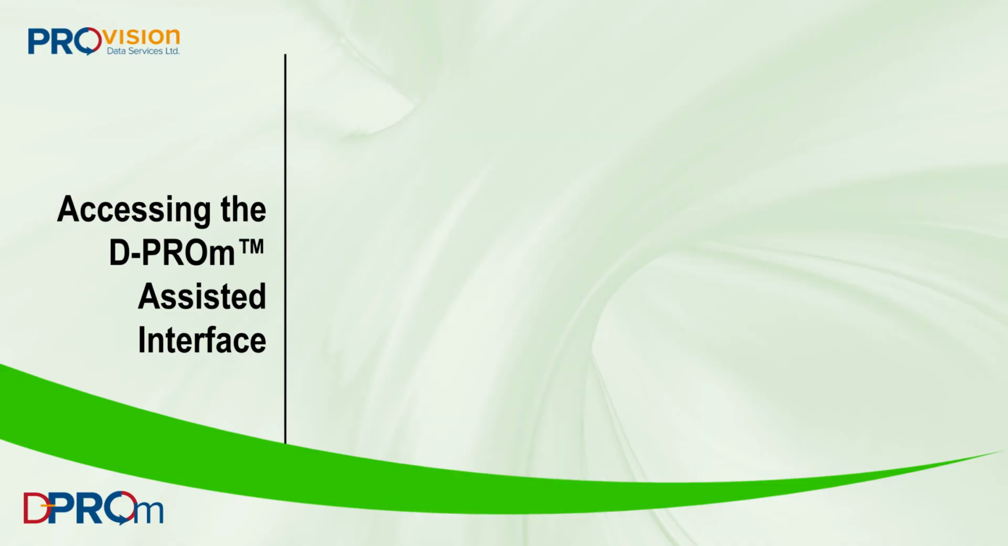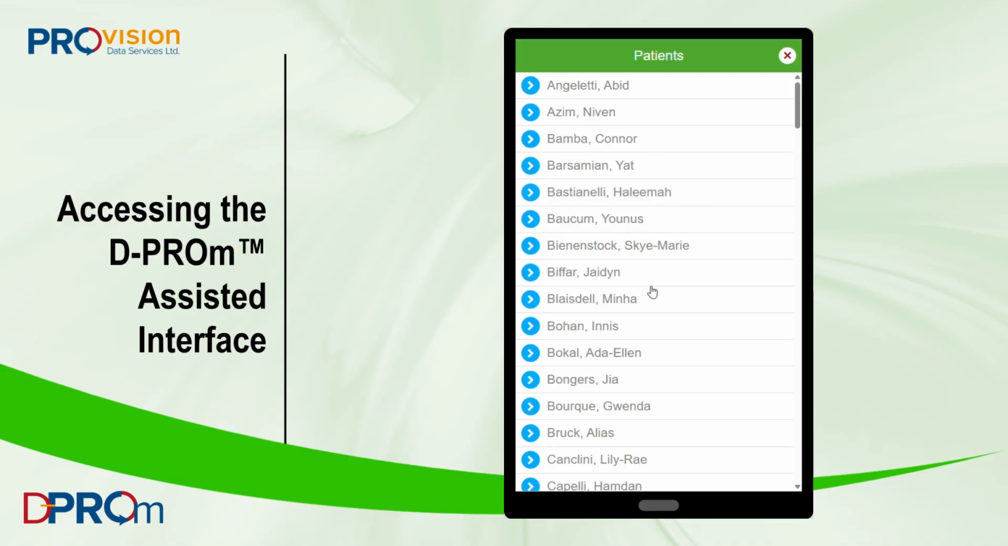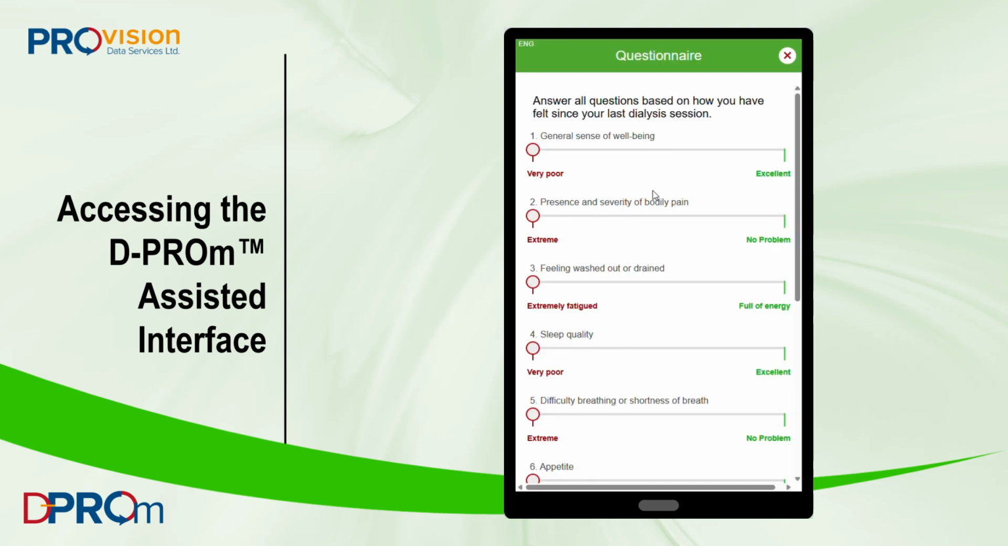That's all there is to setting up this robust and secure application. The D-PROm Assisted app is now installed, configured, and ready for the patient information worksheet to be installed. Repeat these steps as needed for each site within the organization. Moving forward, tap the D-PROm Assisted icon to open the app directly. There's no longer a need to open your browser.